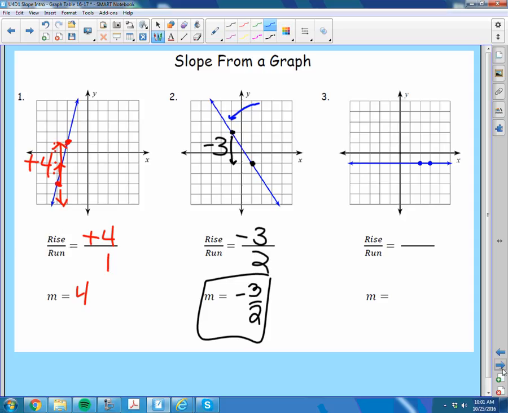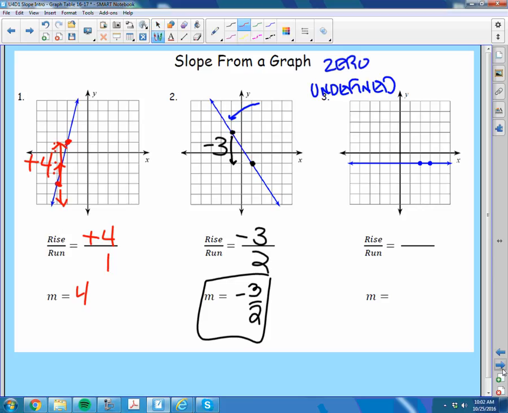Now we get into the trick. Remember we had horizontal and vertical, right? And one was 0 and one was undefined. My kids who had me last year already know what my trick is, but watch. You're either dealing with a 0 slope or you're dealing with an undefined slope. It's easy to get them all mixed up unless you can remember what each one starts with.